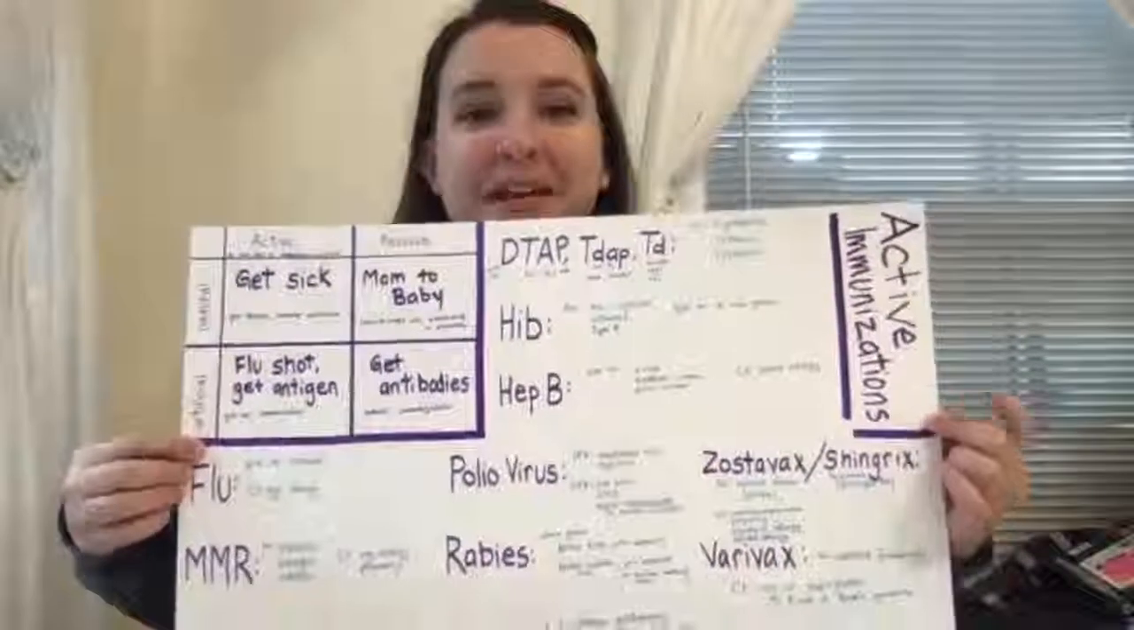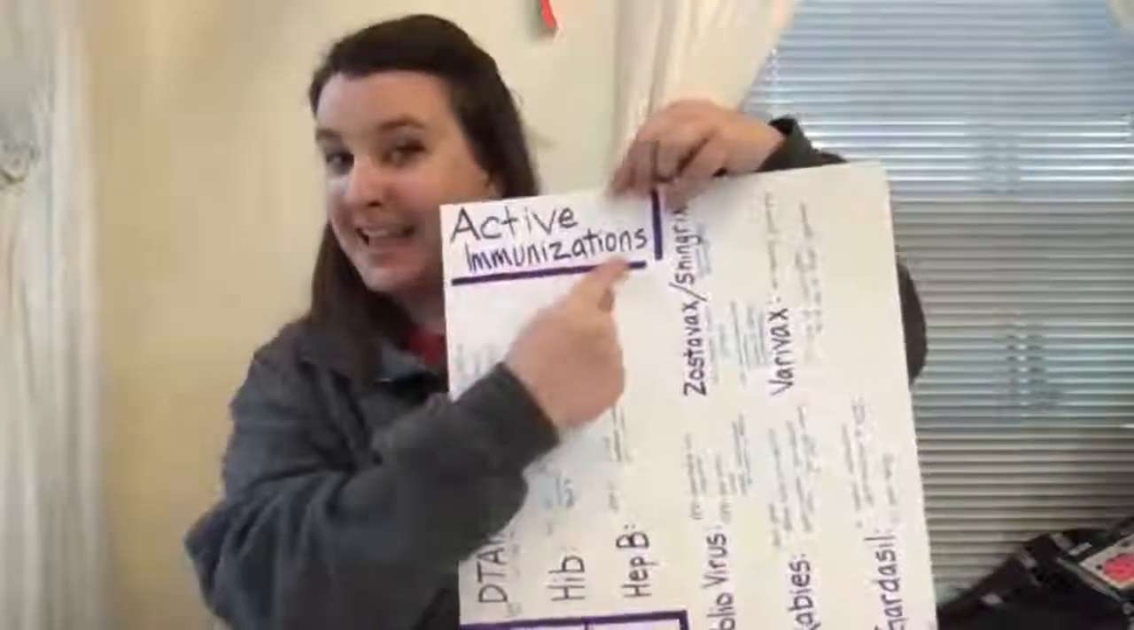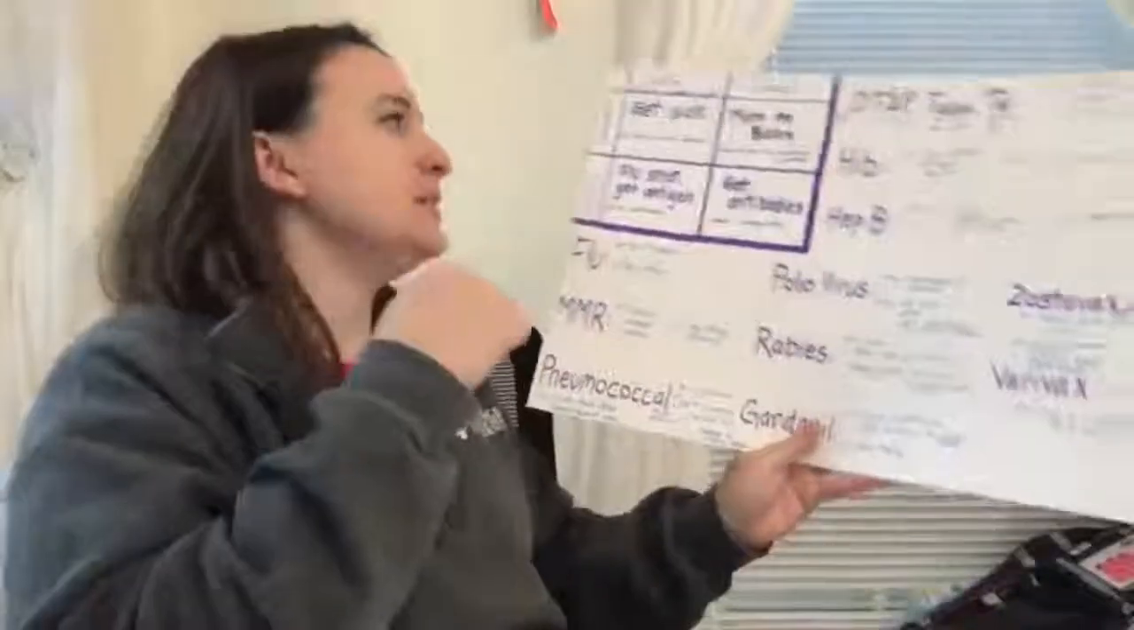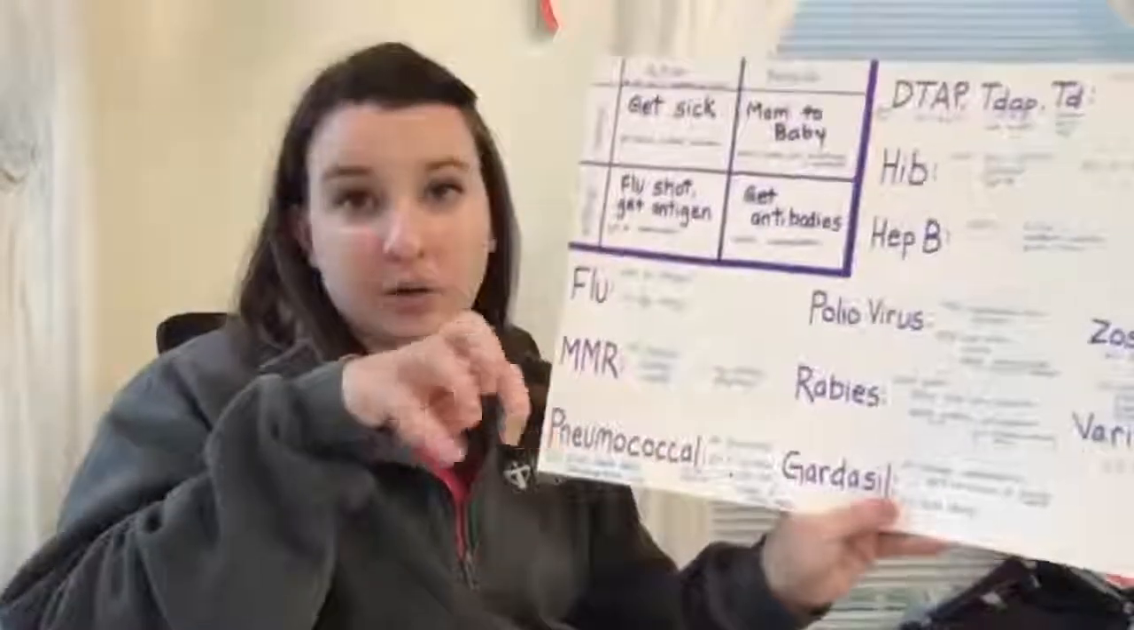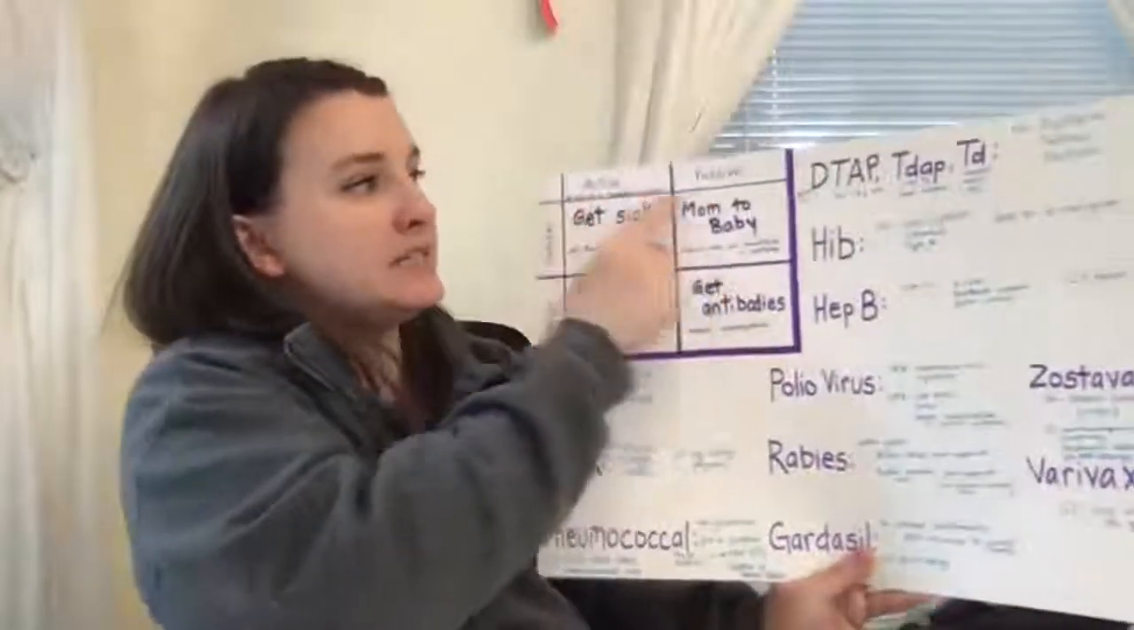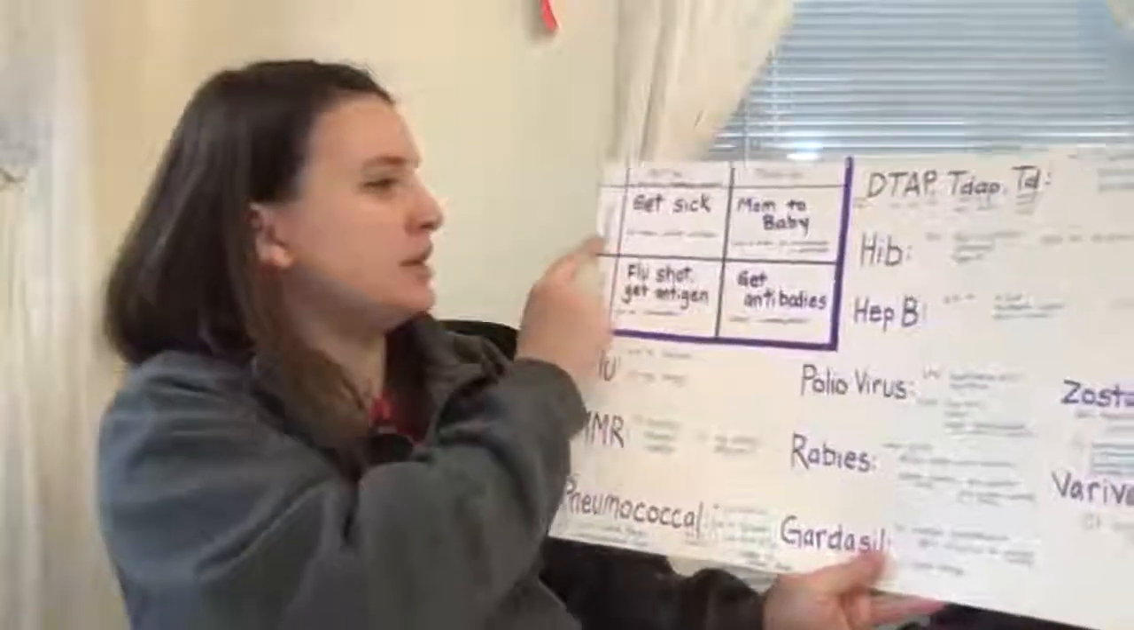Okay, so now we're going to talk about active immunizations. First we're going to talk about the 4 different categories of active immunizations. You have active and passive, as well as artificial and natural.